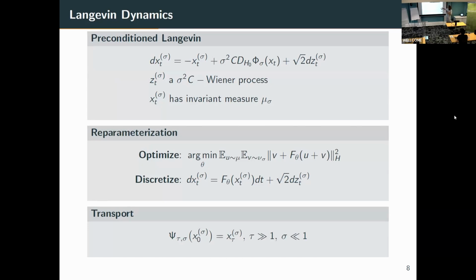This is of the work of Andrew, this preconditioned Langevin equation here, where now I'm using X to denote the trajectories of the Langevin equation. I know, a lot of notation. I'm sorry.